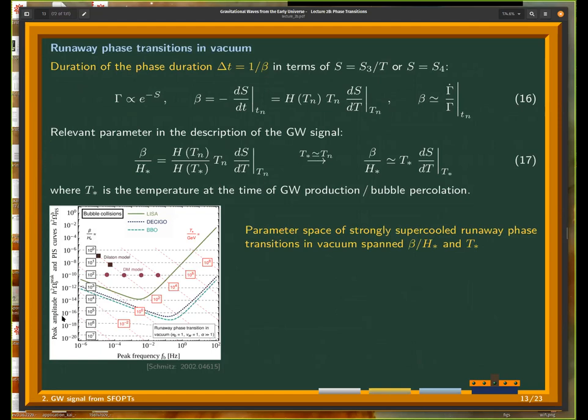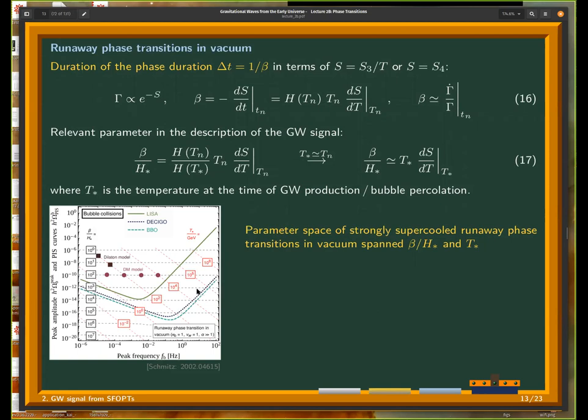This is what I show here in this plot. So we have the peak amplitude on this axis and the peak frequency on this axis. This is a two-dimensional parameter space. We work with two input parameters, so I can basically draw contour lines for T star, these are the red dashed lines, and contour lines for beta over H, these are the gray dashed lines. So beta over H and T just cover this entire parameter space for different peak amplitudes and peak frequencies.